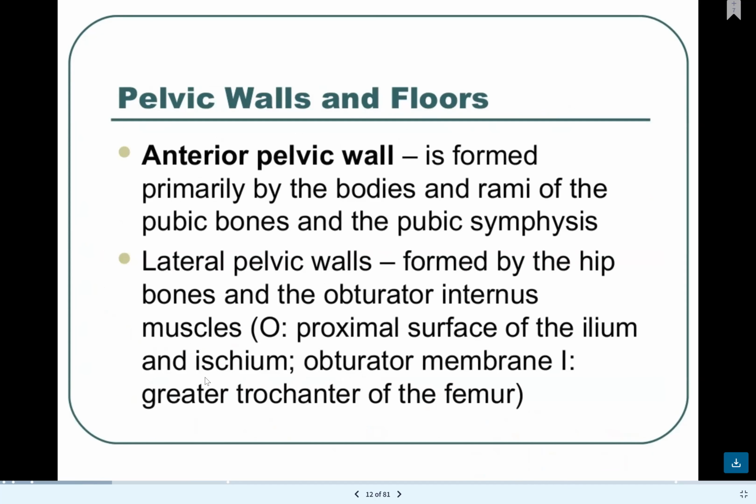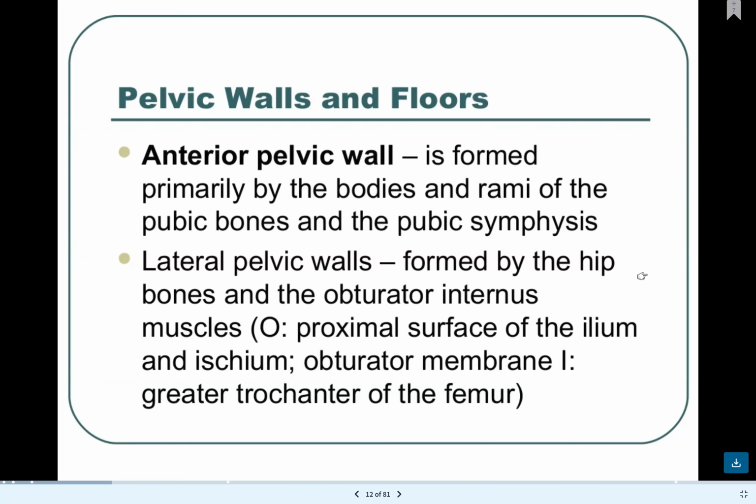Now we will take the anterior pelvic walls. We are looking at the pelvic walls and the floors. The anterior pelvic wall is formed primarily by the bodies and the rami of the pubic bones and the pubic symphysis. So anteriorly, we should be seeing the pubic bones and then the pubic symphysis.